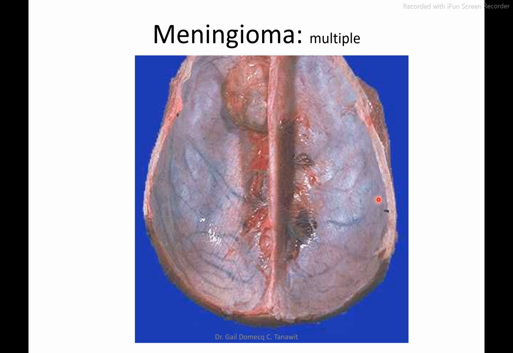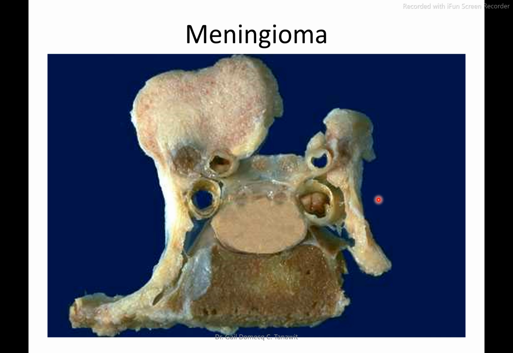So here, this is the meningioma. So it's a resectable tumor. It has a good prognosis. So if you have to choose a brain tumor, meningioma will be a great one because it's resectable. Sometimes they are multiple. So we have multiple meningiomas.